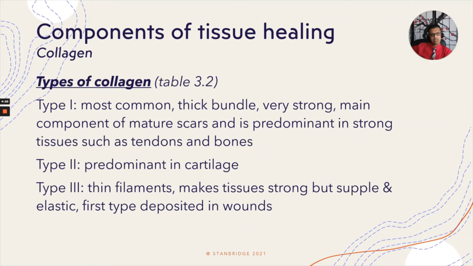Types of collagen, and this is something that you probably want to get familiar with. You have type 1, which is the most common, thick bundle, very strong, the main component of mature scars, and is predominant in strong tissues such as tendons and bones. Type 2 is predominant in cartilage. Type 3 are thin filaments, which make tissue strong but supple and elastic. It's the first type deposited in wounds.